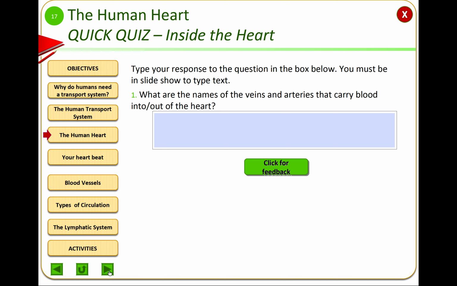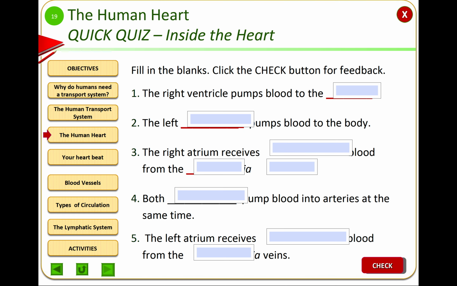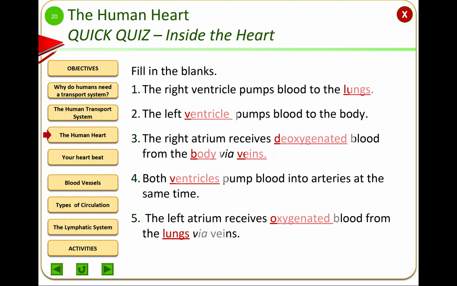What are the names of the veins and arteries that carry blood into and out of the heart? We call them aorta, pulmonary artery, vena cava. They are the most important parts of the blood vessels. The valves, you can check these names through the YouTube video, and you can also find here the answers to these questions. The right ventricle pumps blood to the lungs, the left ventricle pumps the blood to the body.